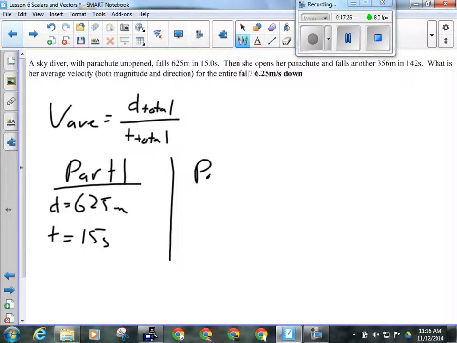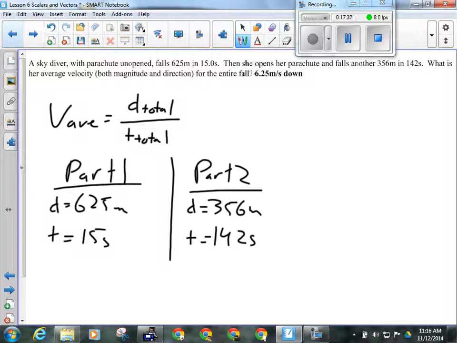And in part 2, they fall 356 meters in 142 seconds. All right. If I need total distance and total time, can I get that with this information? Yeah, sure I can. I just have to add these 2 together here.